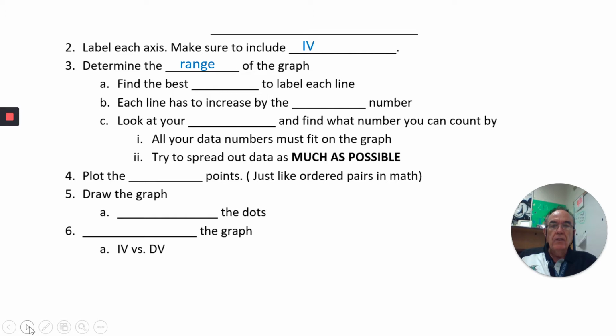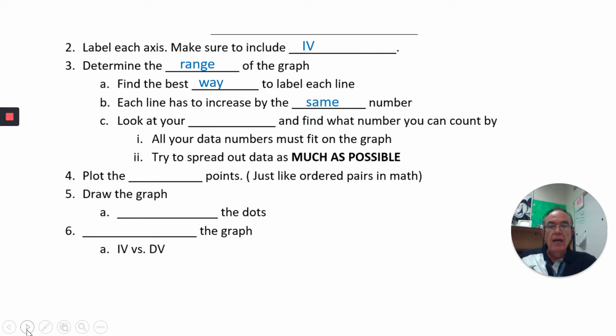The range of the graph is what you determine next, and we're going to talk about that in more detail on the next slide. You're going to find the best way to label each line. So you need to decide if you're going to count by ones or by fives, and how you're going to get everything to fit on the graph. It's real important that we space the information out as much as possible. We don't want the graph all crammed up in one little corner.